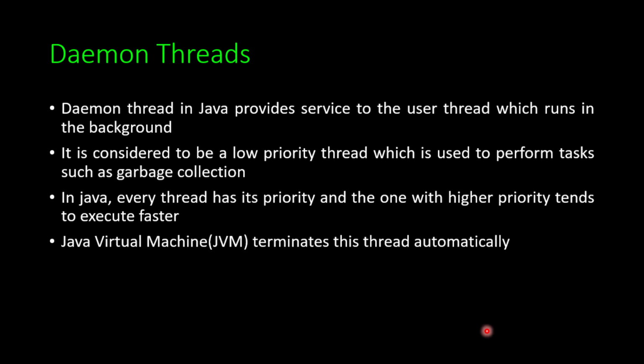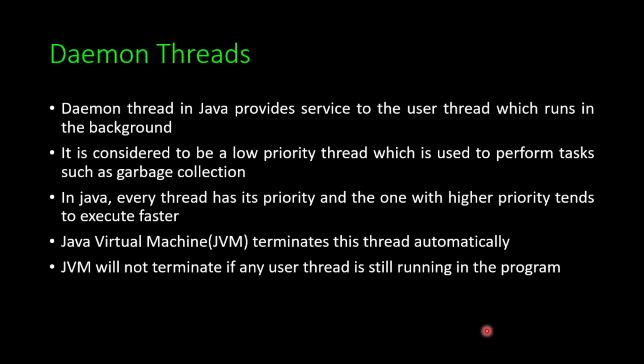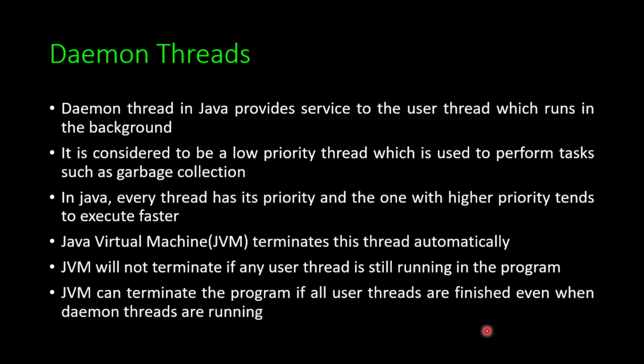So the Java Virtual Machine is the main component which terminates all the threads automatically. We know that. Whenever we create a thread in Java, the JVM takes care of winding up the execution of those threads, and once the process gets completed, the Java Virtual Machine terminates the thread automatically. Whereas the JVM will not terminate if any user thread is still running in your program. It will not close your program when a user thread is still running. But on the contrary, the JVM will terminate a program if all the user-defined threads are over.